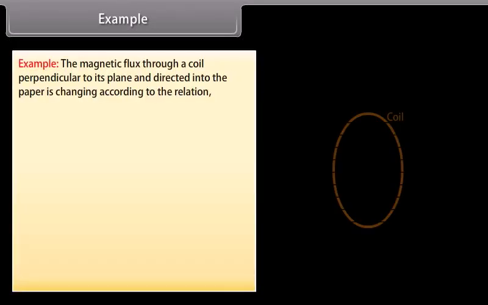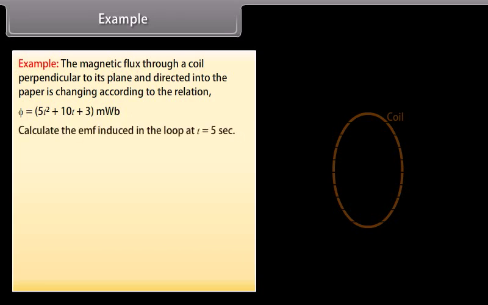Example. Let's take an example on Faraday's laws of induction. The magnetic flux through a coil perpendicular to its plane and directed into the paper is changing according to the relation Phi is equal to 5t square plus 10t plus 3 milliweber. Calculate the EMF induced in the loop at t equal to 5 seconds.